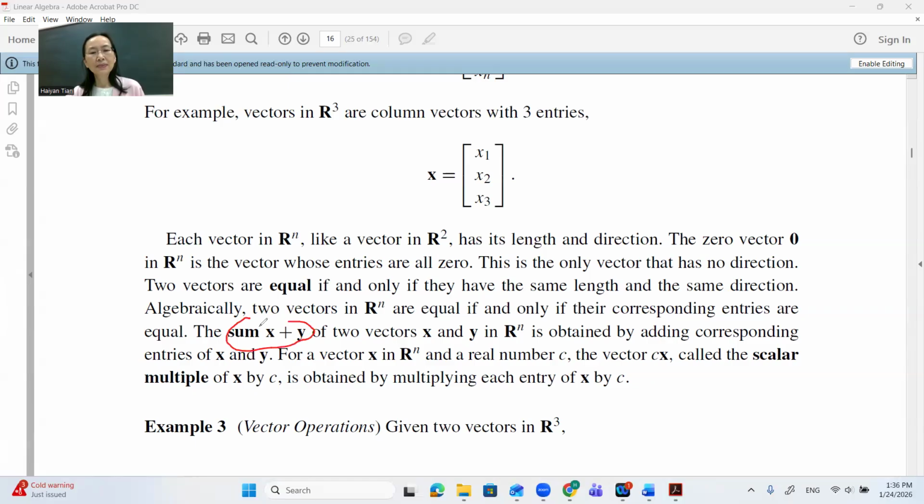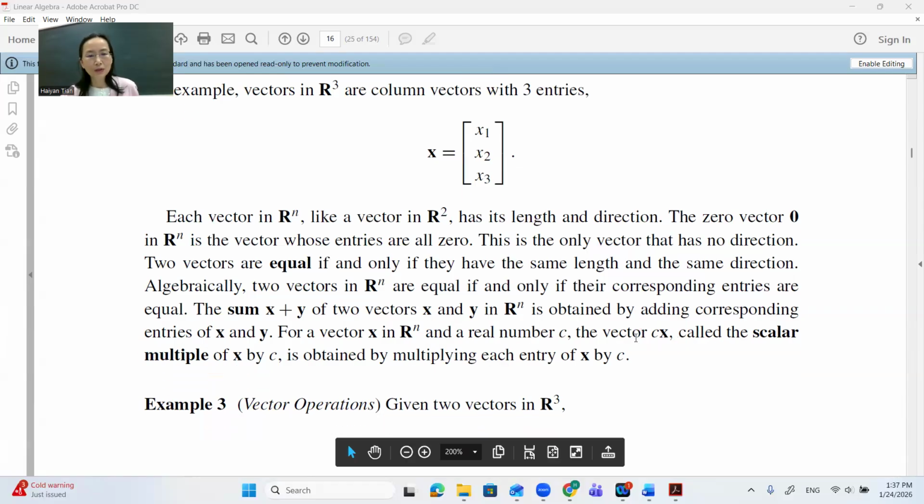And how do we do the sum? We just add the corresponding entries of the two vectors. How do we do scalar multiple? A scalar multiple of vector x, we just simply multiply each entry of x by this constant c. Then we get the new vector, which is denoted by cx. So cx is a notation for the result of a scalar multiple.